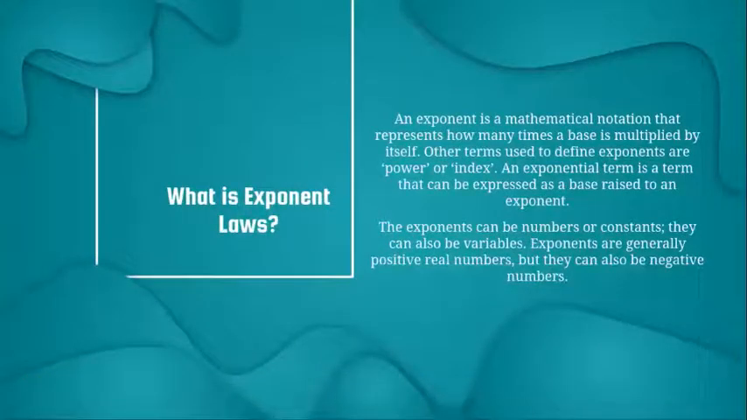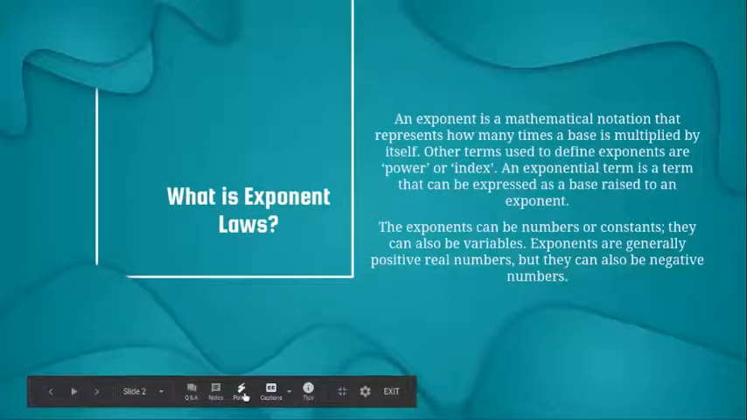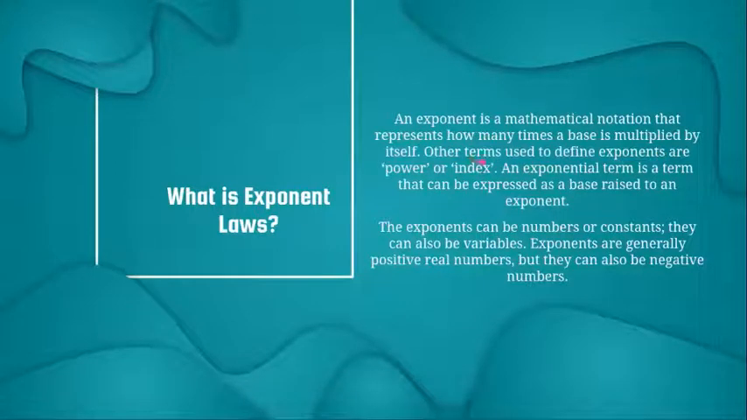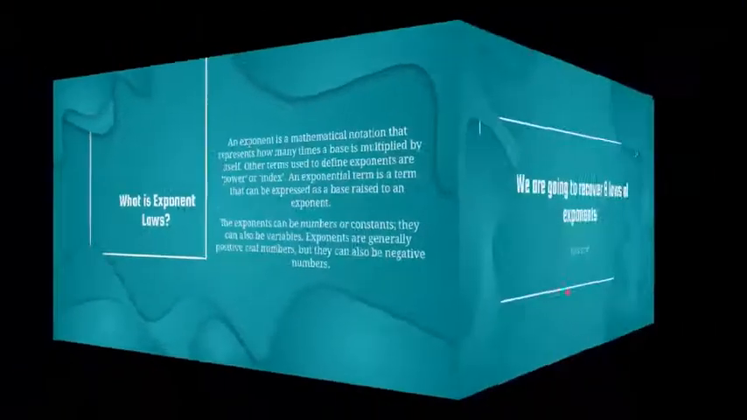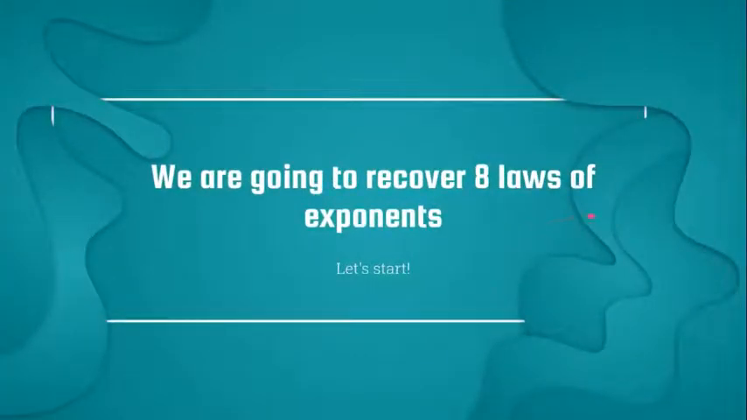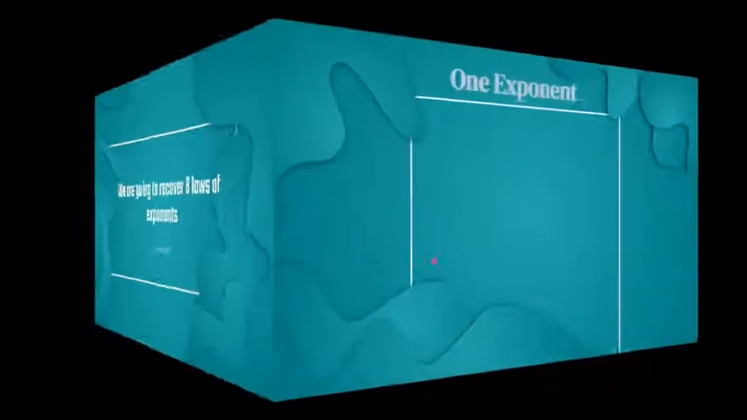What are exponent laws? An exponent is a mathematical notation that represents how many times a base is multiplied by itself. Other terms used to define exponents are power or index. An exponential term is a term that can be expressed as a base raised to an exponent. The exponents can be numbers or constants. They can also be variables. Exponents are generally positive real numbers, but they can also be negative numbers. We're going to cover 8 laws of exponents, so let's start.